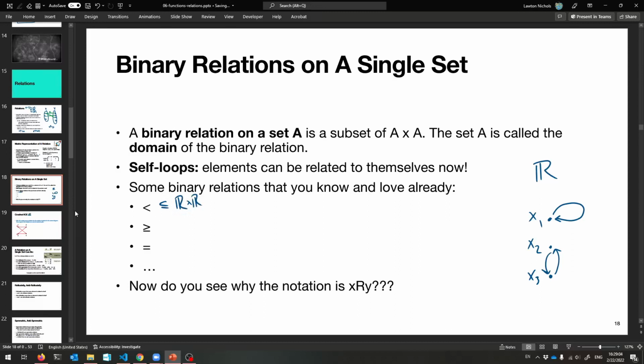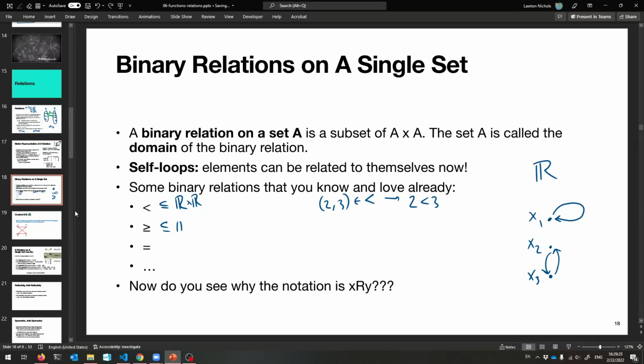The less than relation. 2, 3 is in the less than relation, now that we know how to pronounce this, right? All that means is, yeah, 2 is less than 3. You see that? Isn't that cute? So, same with these guys. Greater than or equal to. Again, a relationship, a binary relation on R, for example.